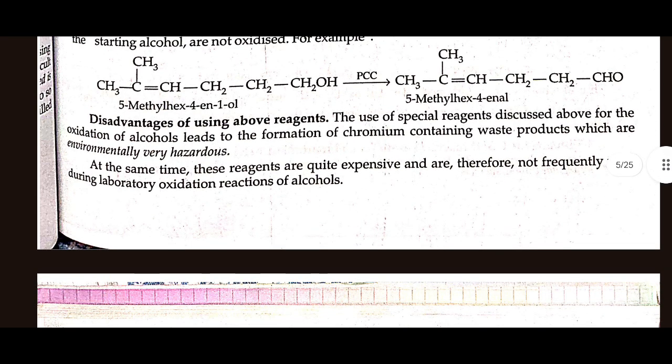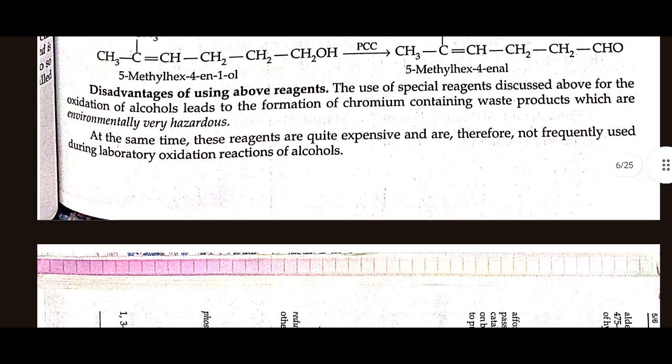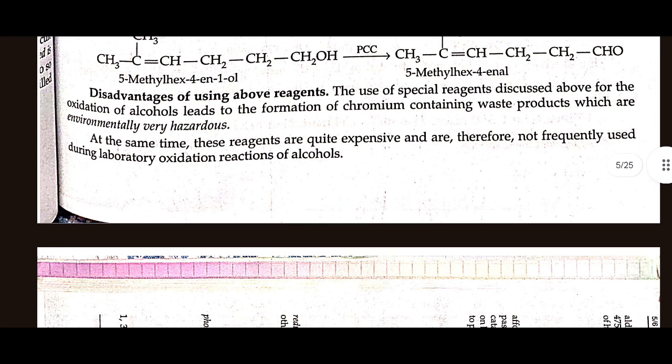Disadvantages of using the above reagents. The use of the special reagents discussed above for the oxidation of alcohols leads to the formation of chromium-containing waste products, which are environmentally very hazardous. At the same time, these reagents are quite expensive and are therefore not frequently used during laboratory oxidation reactions of alcohols.